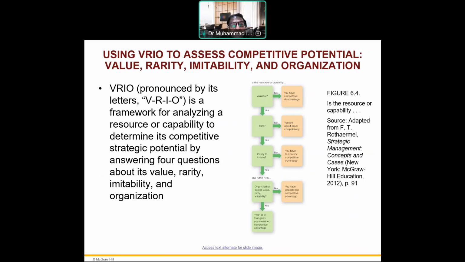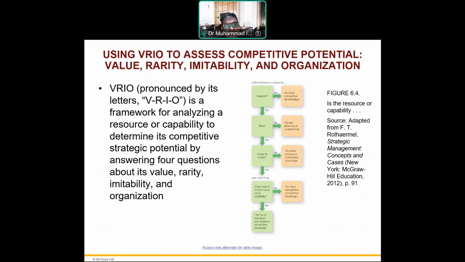Okay, VRIO is pronounced by its letters. It is a framework for analyzing a resource or capability to determine its competitive strategic potential by answering four questions about its value, rarity, imitability, and organization. See here is the picture. If the company resource or capability is valuable. If not valuable, you have no competitive advantage. It's called competitive disadvantage. But if you have valuable resources and capability, yes, move to rare.